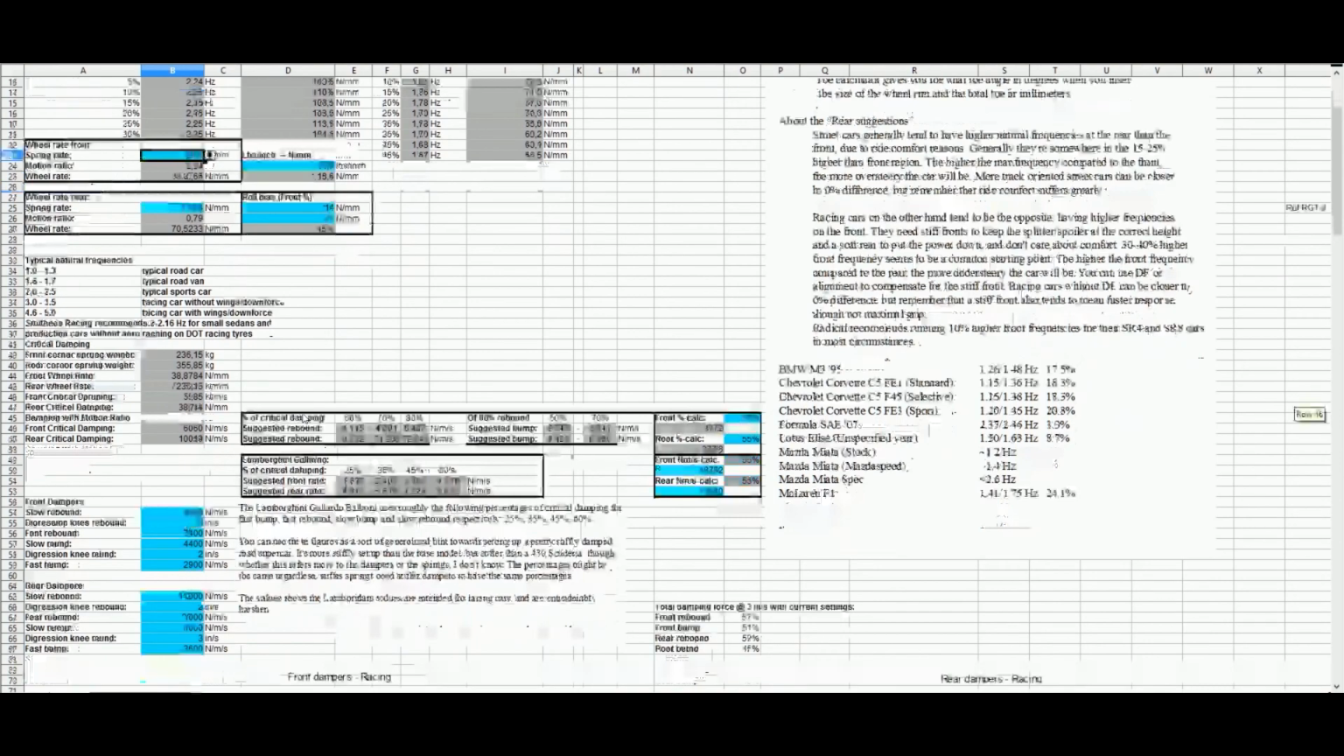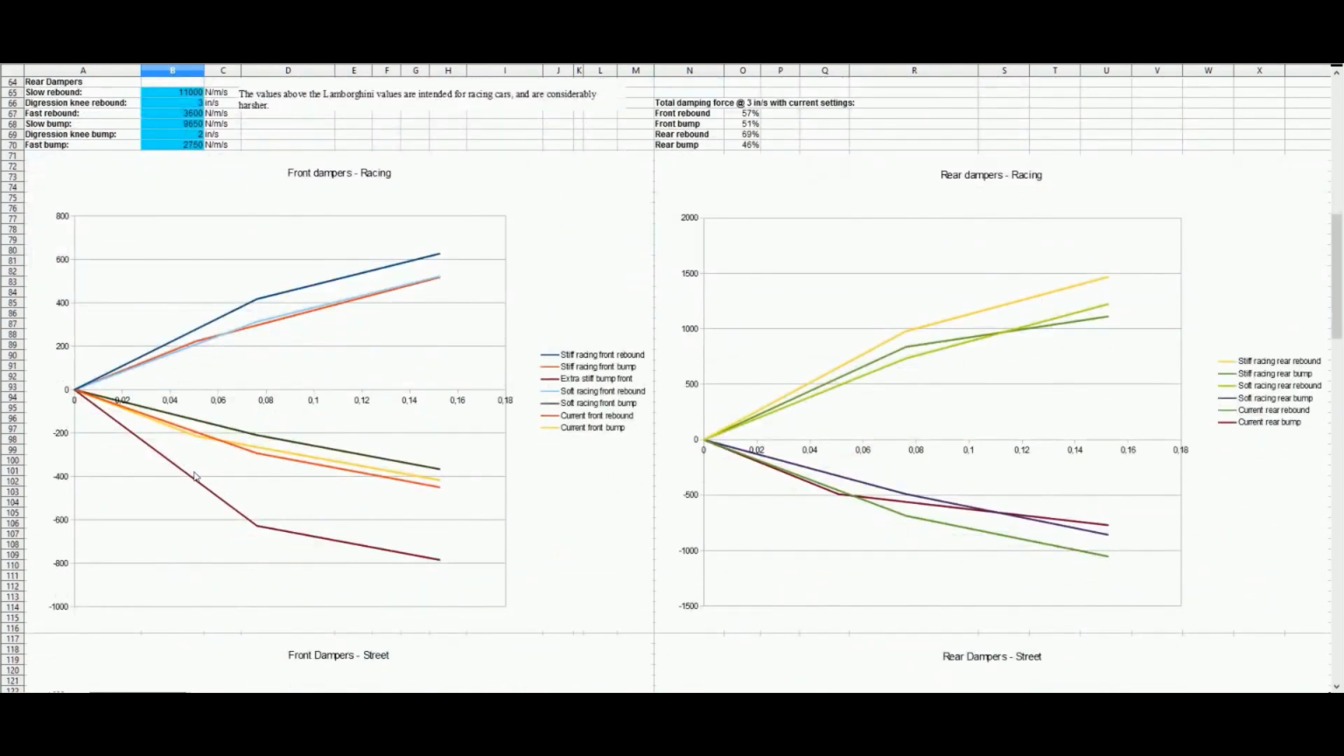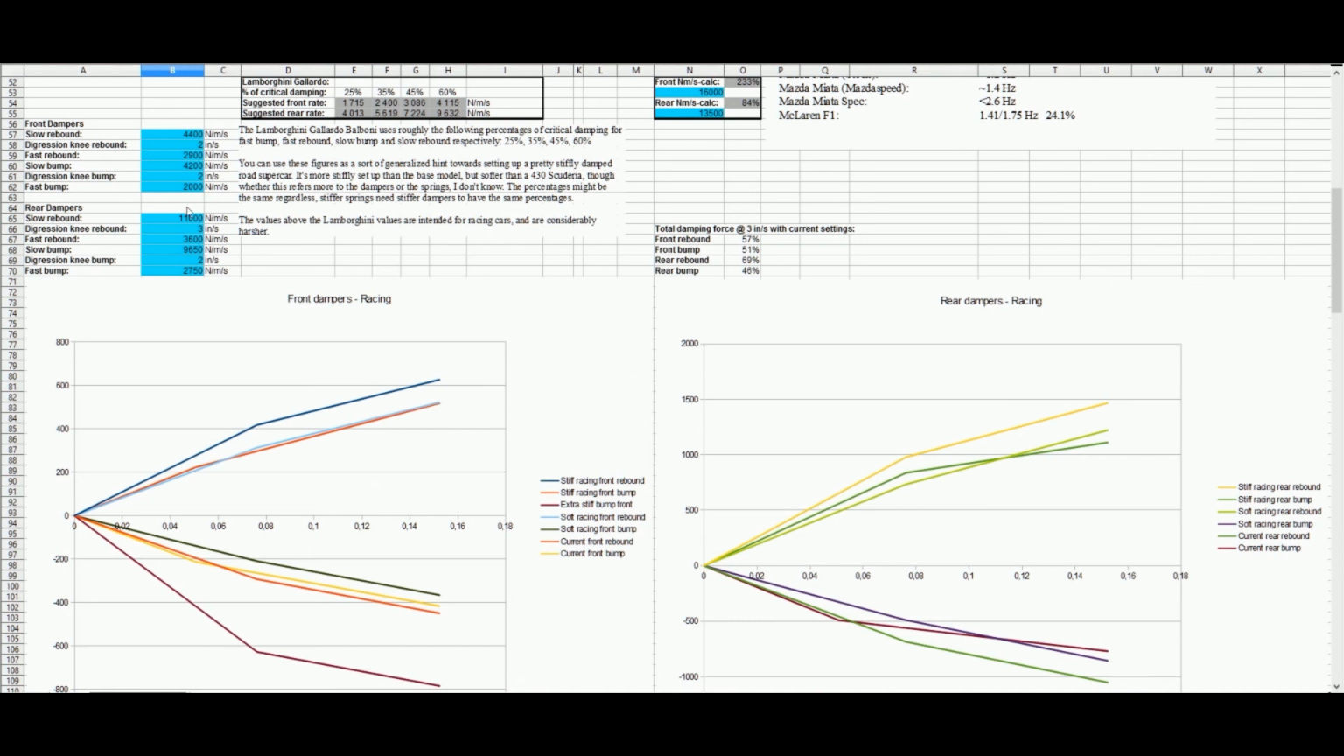Pick the car, pick the springs, check the setup you have for the slow rebound, fast rebound, slow bump, fast bump for both front and rear, and then fiddle around with the digression knees. If you can make the graphs look nice with 2 inches per second on everything, or 3 inches per second on everything, or 1 inch per second on everything, then it's quite likely that that's what the car is using. But I really use the 2-inch setting as a general guideline.